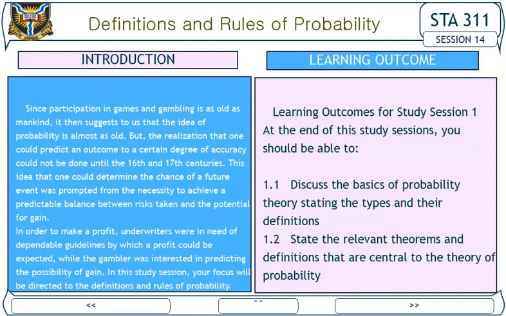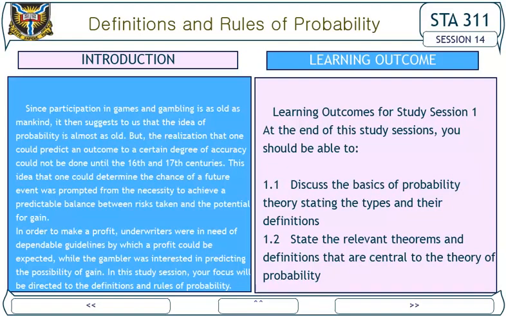This idea that one could determine the chance of a future event was prompted by the necessity to achieve a predictable balance between risks taken and the potential for gain. In order to make a profit, underwriters were in need of dependable guidelines by which a profit could be expected, while the gambler was interested in predicting the possibility of gain. In this study session, your focus will be directed to the definitions and rules of probability.